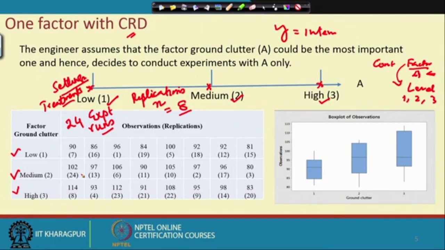For example, using rand function, we found that the first experiment is this one. So, the second experiment will be here. So, what does it mean? First experimental run, you are conducting first experimental run keeping ground clutter at low level and observing the response y, which is 96 intensity level. Second experiment will be done at medium level only, and this is the case. Third one may be here, okay. Fourth one here. So, like this order of experimentation is random, and using random number, you generate different these things.